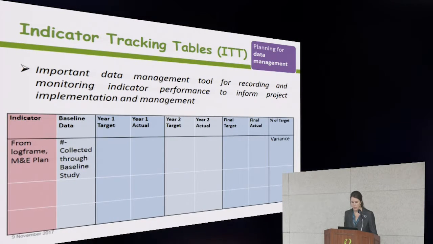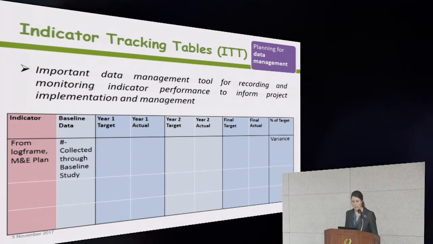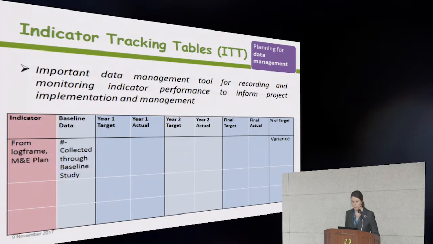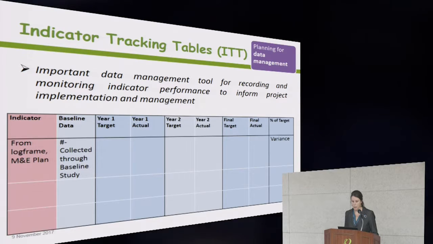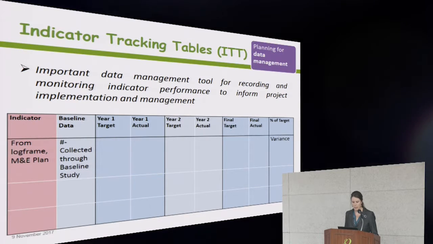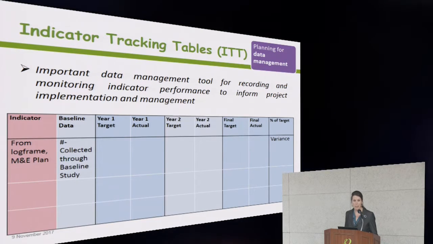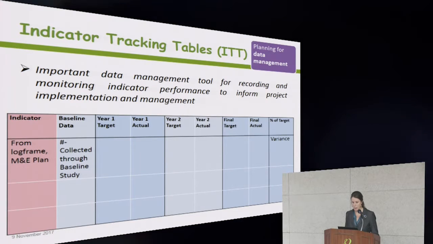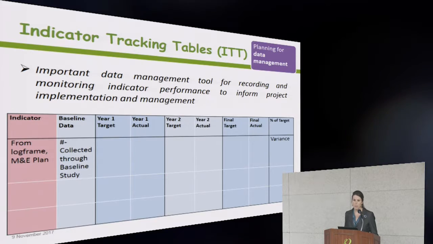So for data management, you can use something that looks like this, an indicator tracking table. Indicator tracking tables are an important data management tool, used for recording and monitoring indicator performance to inform project implementation and management. This table might look similar to an M&E plan. You're going to have all of your indicators, the same indicators, in this column on the left. But where the M&E plan prepares the project for data collection, the indicator tracking table is where the data actually goes.